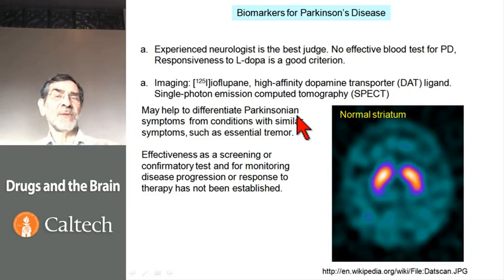There are lots of behavioral symptoms that are called Parkinsonian that may not arise from deterioration of dopaminergic neurons. So one way to make that distinction is to use this iodinated ligand. And for instance, this might be able to differentiate Parkinson's disease from other symptoms such as essential tremor. And then we have to admit that ioflupane has not yet become effective as a screening or confirmatory test, or for monitoring disease progression, or for monitoring response to therapy. And this is one of the major uses that we could make for an imaging reagent. It would be to monitor either protection in the long run or symptomatic relief in the short run.